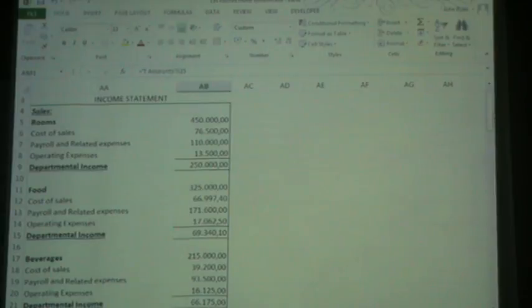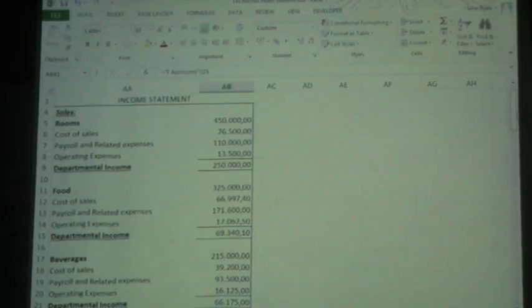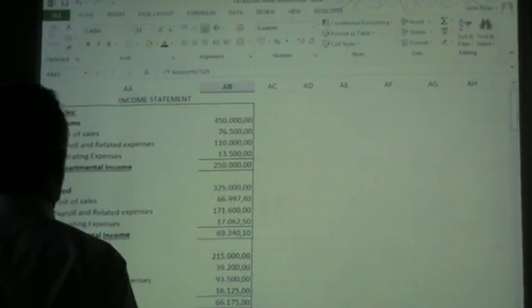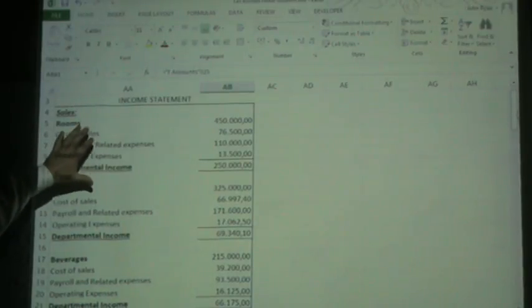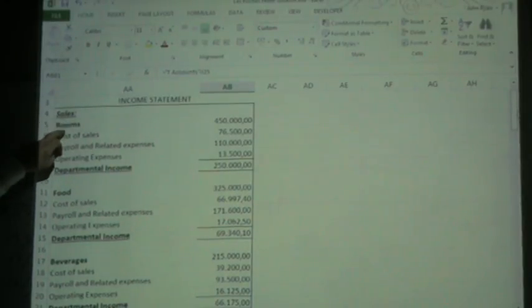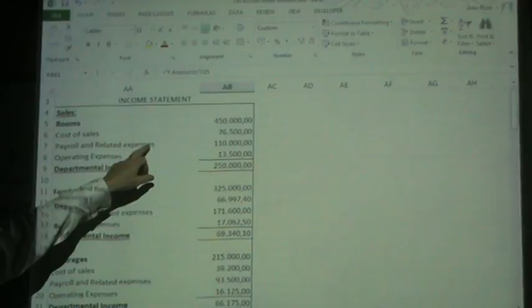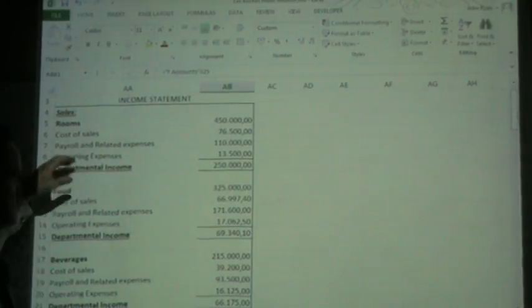Within the income statement, you can see that we broke it down by the sales, the rooms, by each individual department. And we calculated departmental incomes. Now this is us using the USALI system, but it's just breaking it into the different departments. We've got the rooms, the sales for the rooms, the cost of sales related to the rooms, payroll in relation to expenses, and any direct operating expenses.